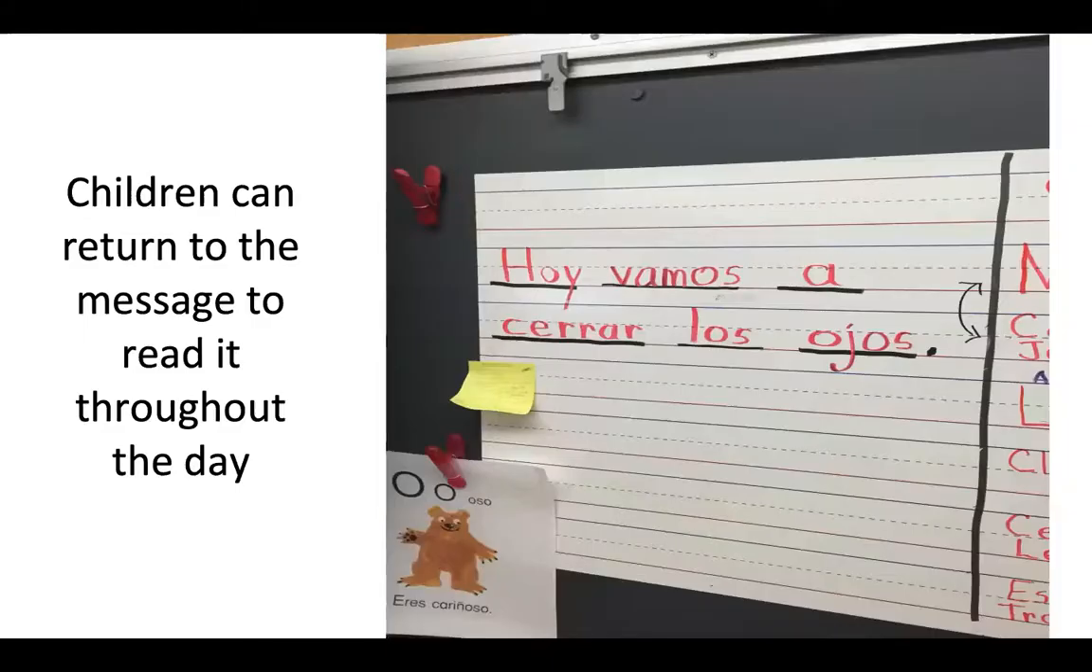So those are just some examples of how you scaffold. After you've done your message of the day, you can leave it up all day. Let the kids see it, because you'll see them go up, and especially if you have the teacher center as one of your centers, they will go and practice reading that message. So it's a great way to get some other type of authentic reading in.